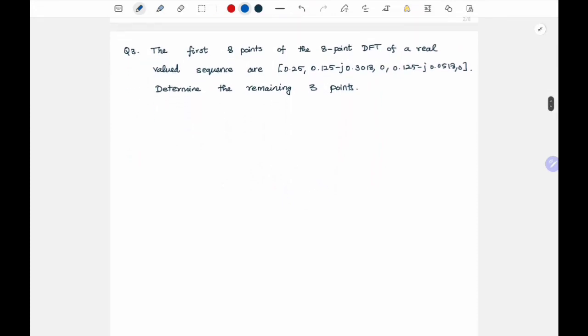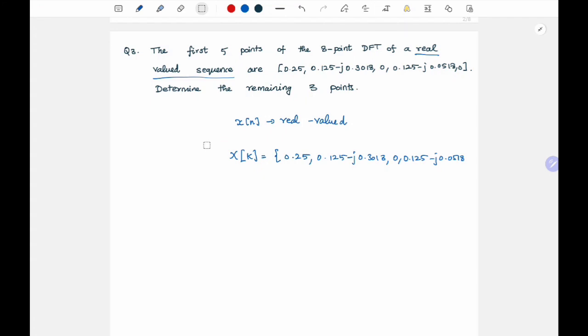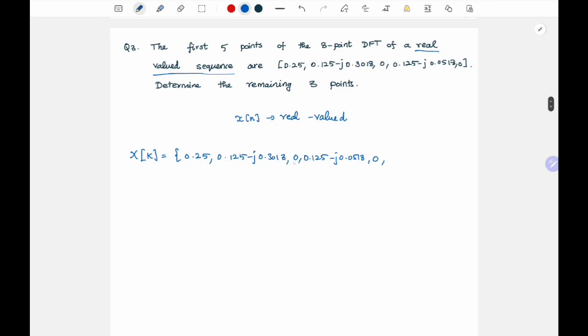The first 5 points of an 8-point DFT of a real valued sequence. So they have given that the sequence is real valued, so my x of n is real valued. And I think this is 5 points. The first 5 points of x of k they have given: 0.25, 0.125 minus j 0.3018, 0, 0.125 minus j 0.0518, 0. So we have 1, 2, 3, 4, 5.